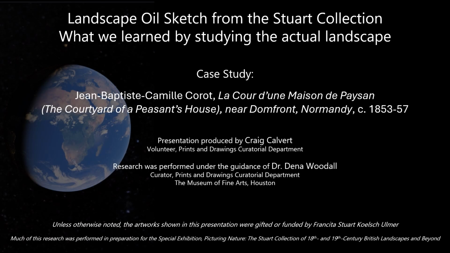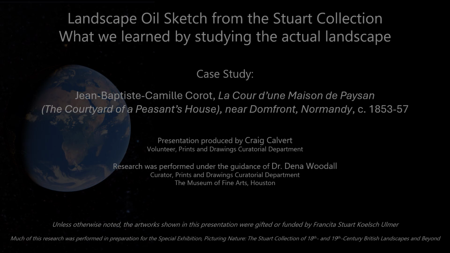I mostly studied watercolors, but this is an oil sketch. It is another example of a landscape where initially we had no idea where it was located except in Normandy. We only learned that it was near Domfront after doing this research. And the key to identifying that location are buildings that are pictured on top of a hill in the distance across a valley from where Corot was standing. Buildings that are unique to this location, though they could have easily been overlooked.